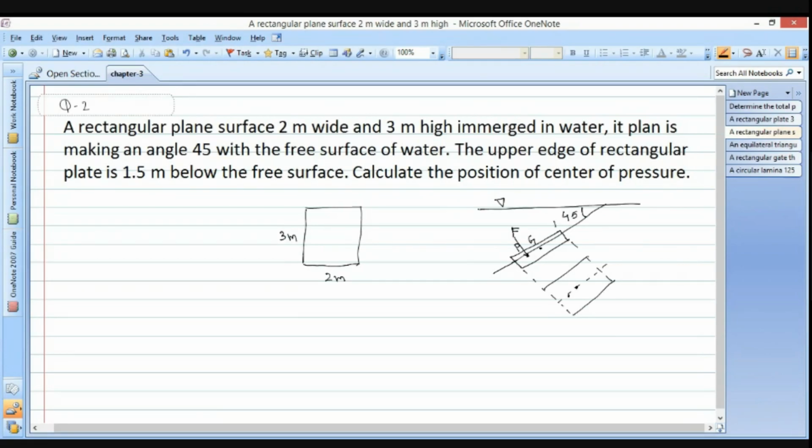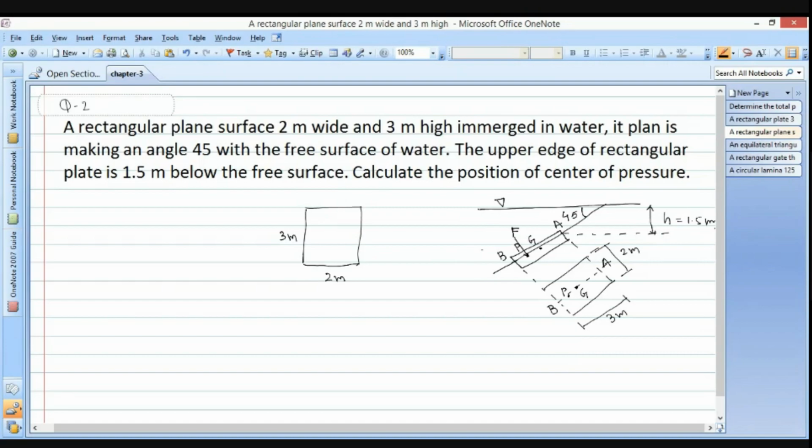I'm giving the names: this point is the A point, this point is the B point. Similarly here the A point is there, this is the B, this is the G point, and here the P or CP point is there. This dimension is 3 meter, and this dimension is 2 meter. It is also said that the A point is at a depth of 1.5 meter. This H is 1.5 meter.